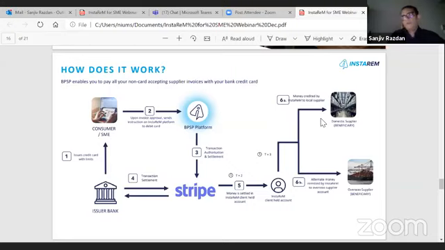Cross-border payments or overseas payments are typically either salary payments to their employees overseas or to suppliers overseas. So both can be done where the funding is happening through the use of credit card.